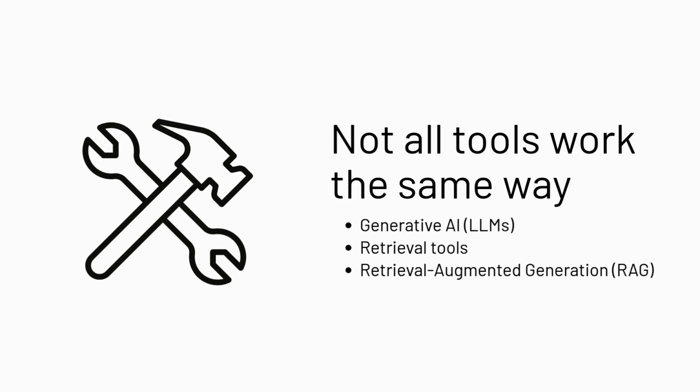Second, retrieval tools like browsers, databases, or search engines. These tools are designed to look things up. They retrieve existing information from known sources. Third, retrieval augmented generation or RAG tools like Perplexity. These combine both approaches. They retrieve information from specific sources and then use generative AI to summarize or explain what was retrieved. Understanding which category a tool falls into is the single most important step in avoiding hallucinations.